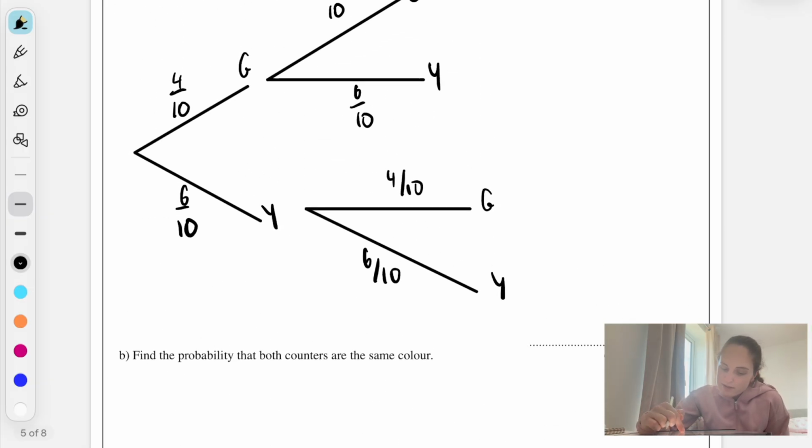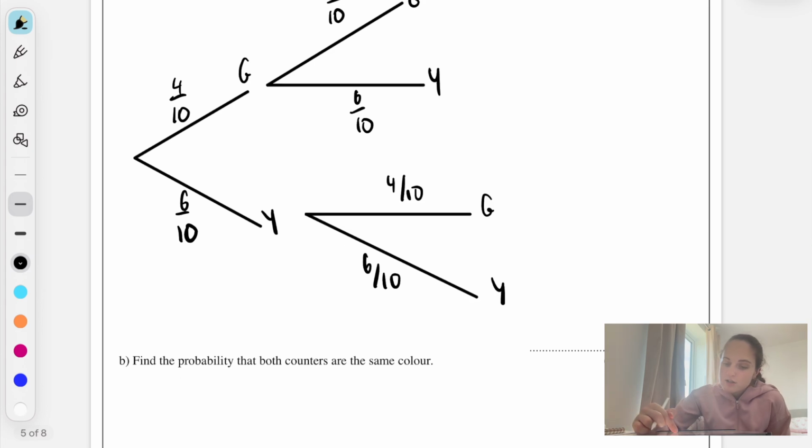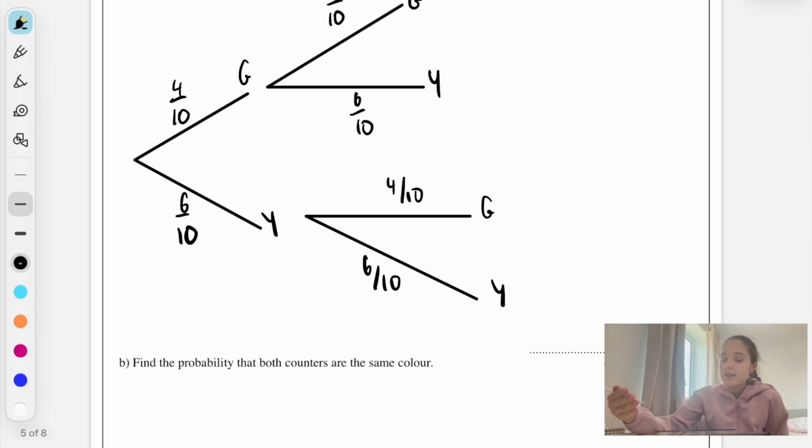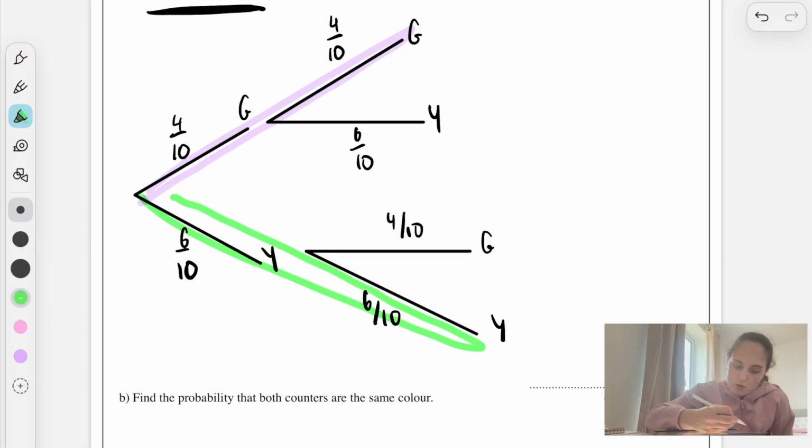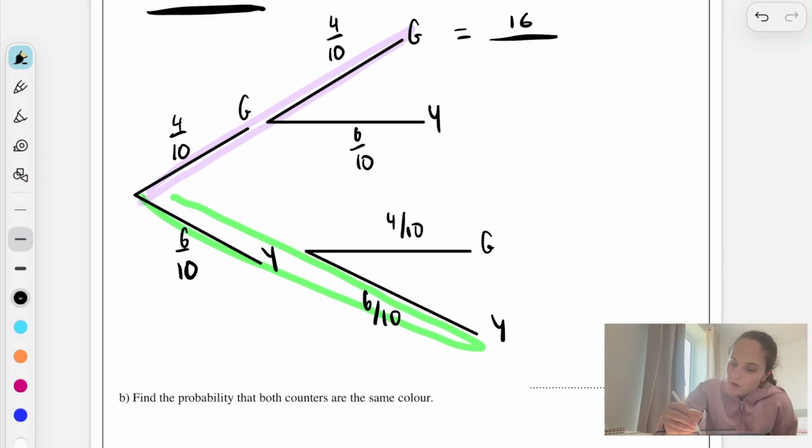It says find the probability that both counters are the same colour. Both counters being the same colour, we can either have a green and a green or a yellow and a yellow. So we can either go green and green, or we can go yellow and yellow. The probability of 2 green counters is going to be 4 over 10 times 4 over 10, so that's 16 over 100. And 6 over 10 times 6 over 10 is going to be 36 over 100.